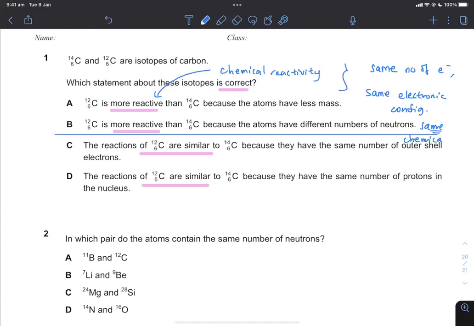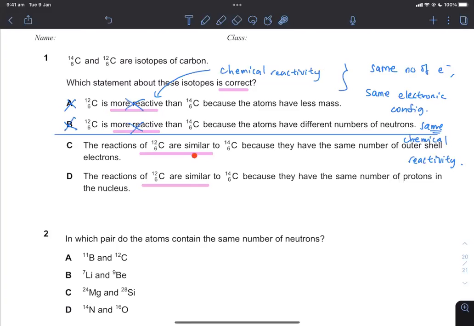This is the most important thing, yeah? Physically, they might be different, but chemically, they must behave the same way because they have the same number of electrons and they have the same electronic configuration as a result. So more reactive there is definitely wrong, which is why you can cross A and B out.